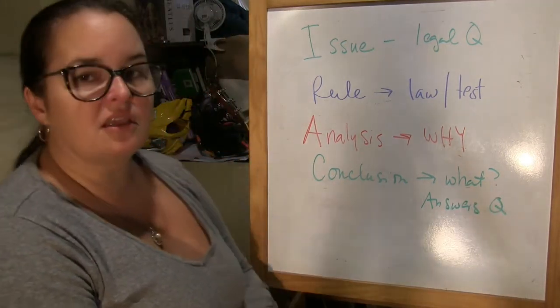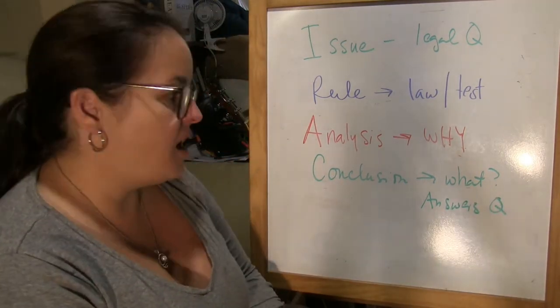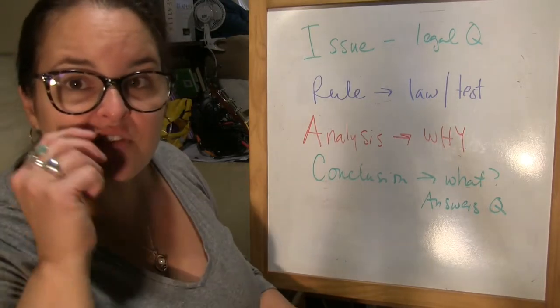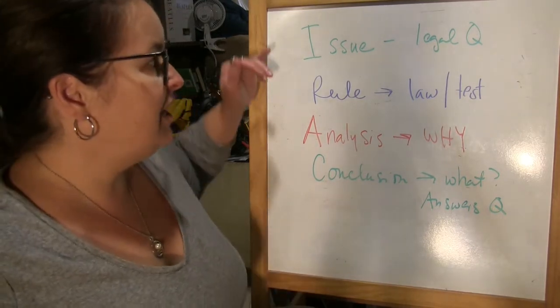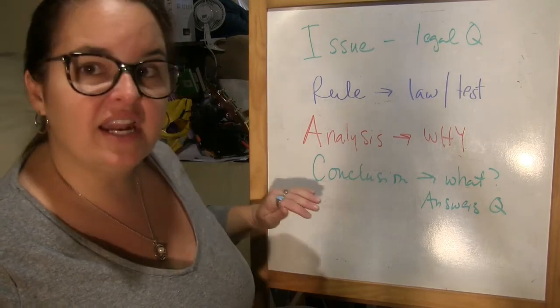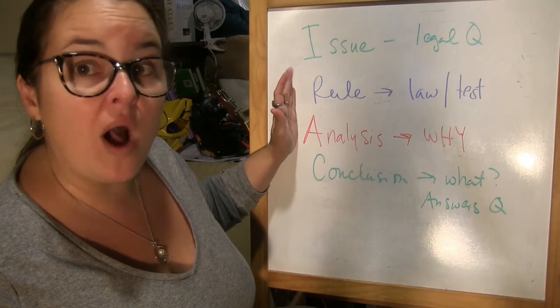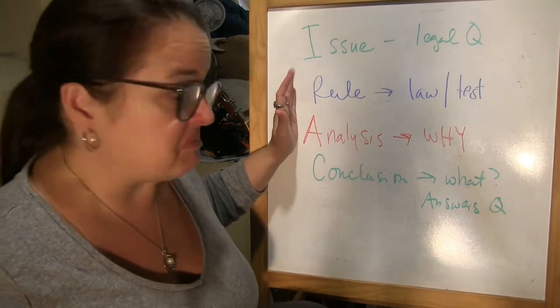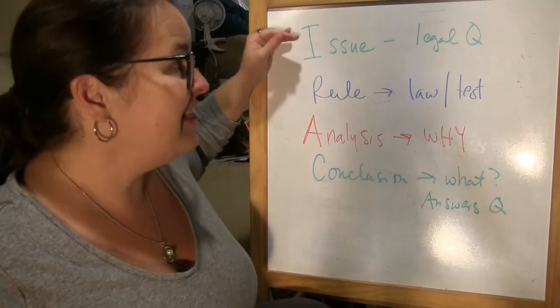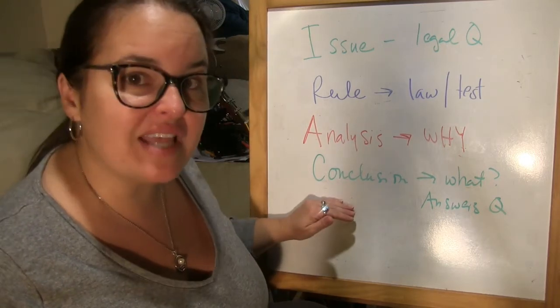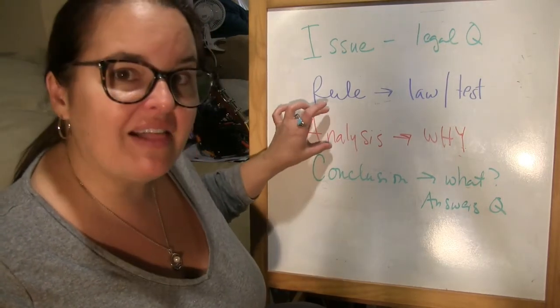Because the C is the conclusion. It's the what. It answers the question in the issue. So if I'm writing an IRAC brief, especially if I'm starting out, I look at the issue first, then I do the conclusion, then I come back and do the rule and the analysis. Why? Because in my mind, and this is personal preference, I like to know what the issue was and what the court decided so that I can focus my analysis correctly.